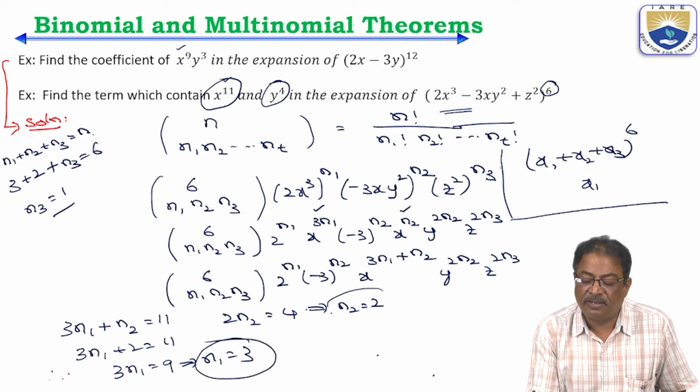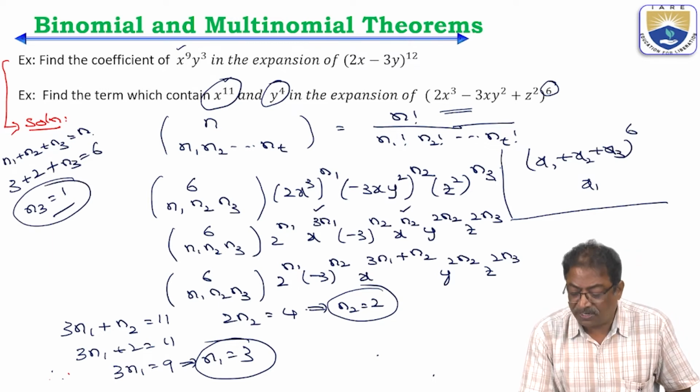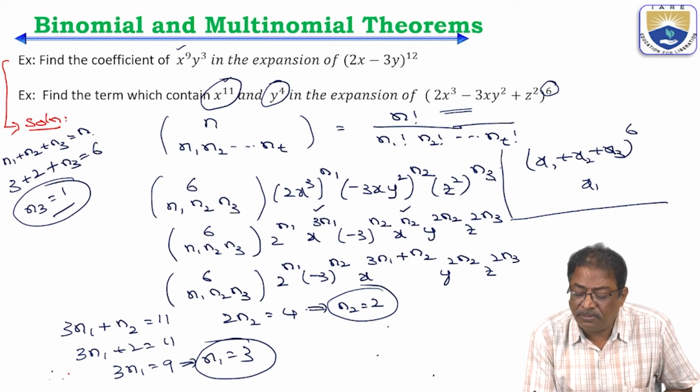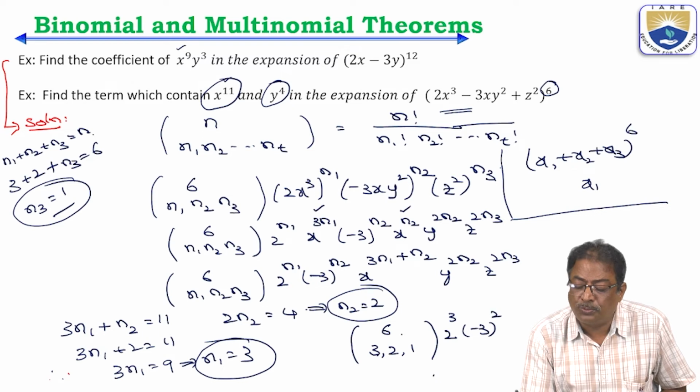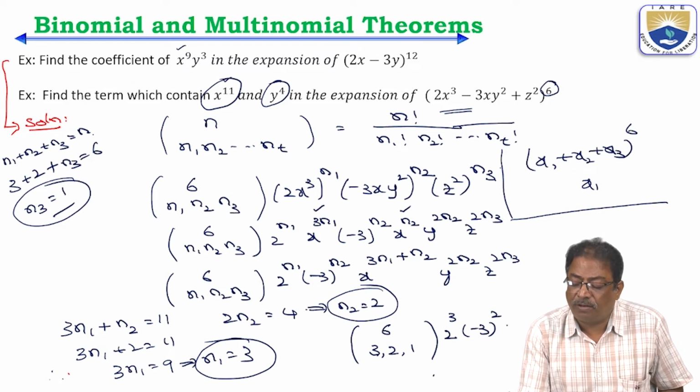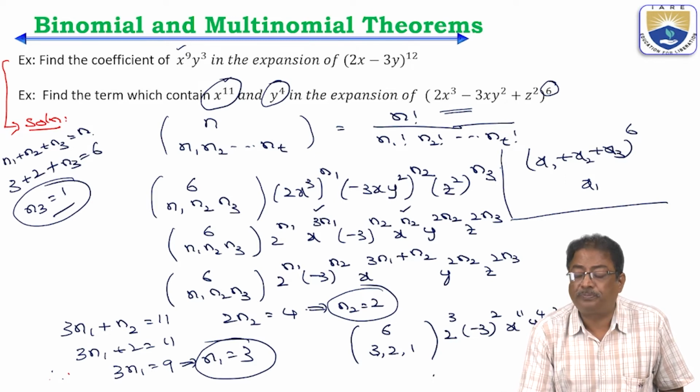n1 is this, n2 is this, n3 is this. Now the coefficient will become 6, with n1 being 3, n2 being 2, and n3 being 1. Next, 2 to the power of 3, minus 3 to the power of n2 which is 2, and of course x to the power of 11, y to the power of 4, and z to the power of 2n3, which is 2.